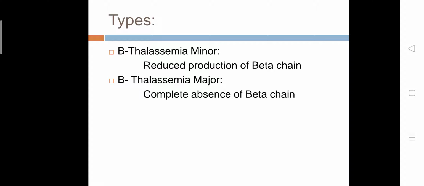Next we have the types of thalassemia. There are two types, one is minor, one is major. We call it minor thalassemia when there is reduced production of beta chain. But when there is a complete absence of beta chain production, we call it major thalassemia.